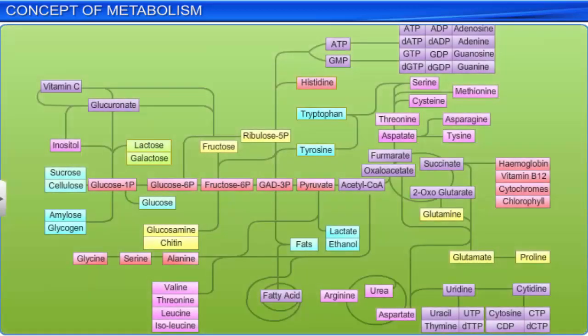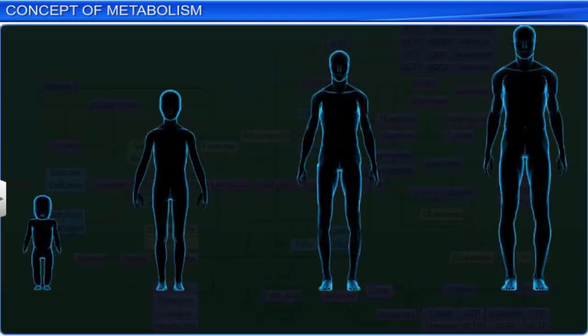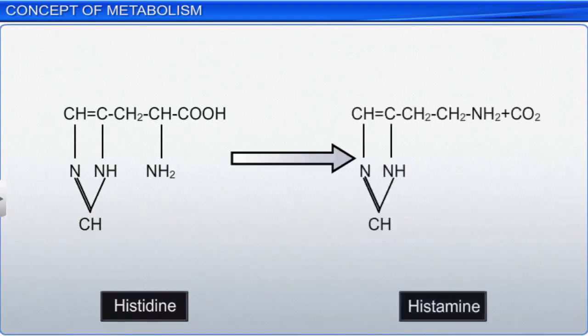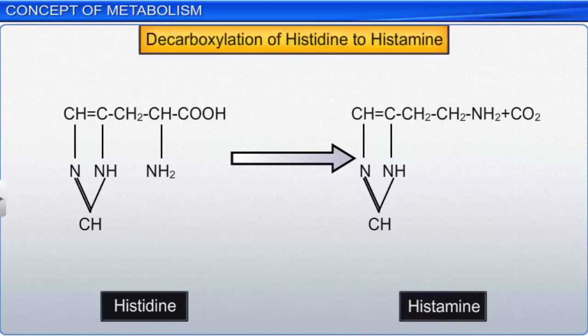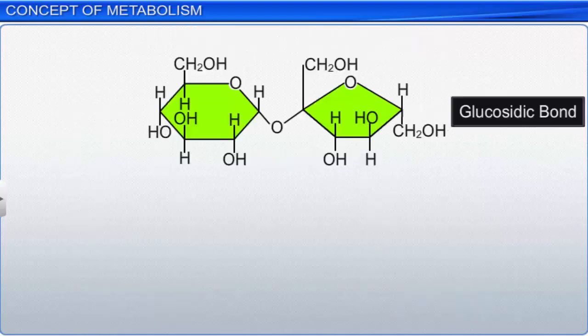The entire set of biochemical reactions that takes place in living organisms and helps them maintain life is known as metabolism. Metabolism is important to living beings to maintain their structures, growth and reproduction, and helps them respond to their environments. However, metabolic reactions lead to the transformation of biomolecules. For example, the decarboxylation of histidine gives histamine. Similarly, the hydrolysis of a glycosidic bond in sucrose yields glucose and fructose.